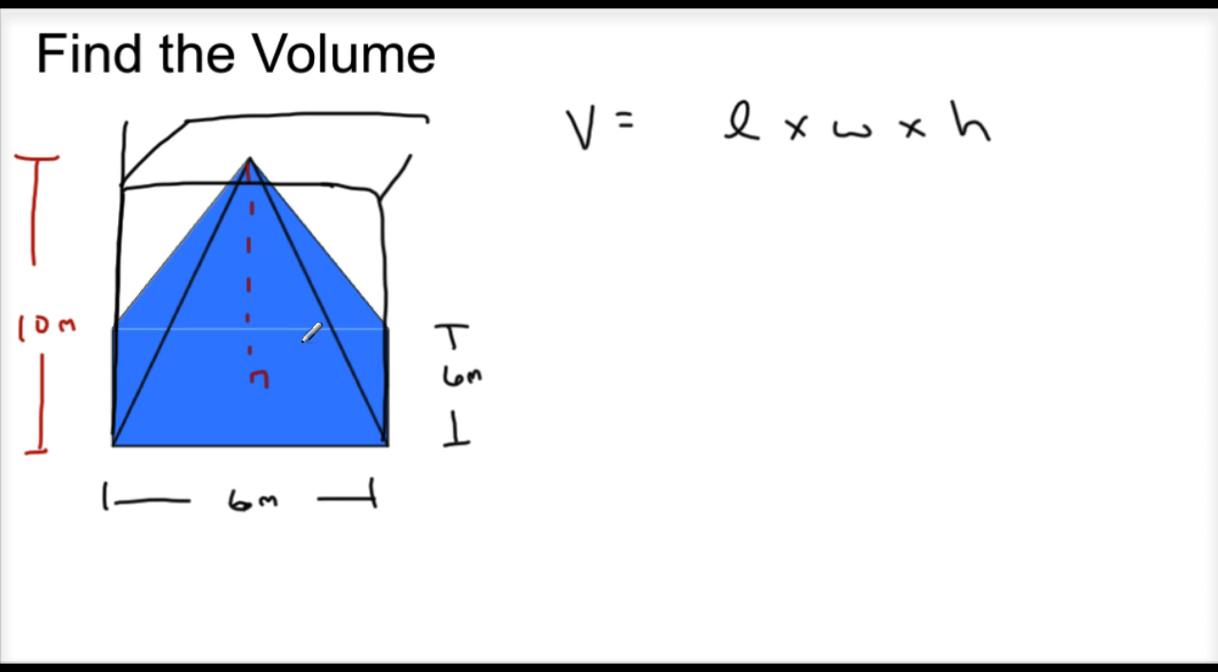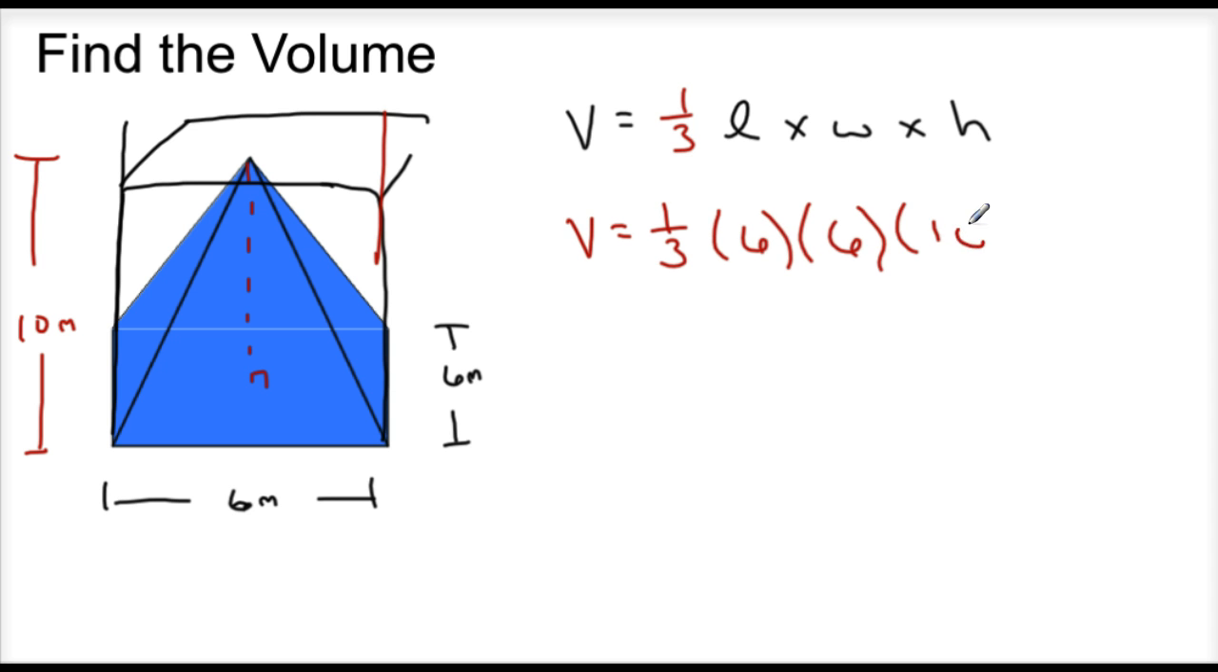Anybody know what it is? It's only a piece of it, right? So it almost looks like it's part of it, but it's only a piece of this. How much of it is it? One third. It's a third of it. So this is a third of this rectangular prism. So the volume here is 1/3 times the length times the width times the height.